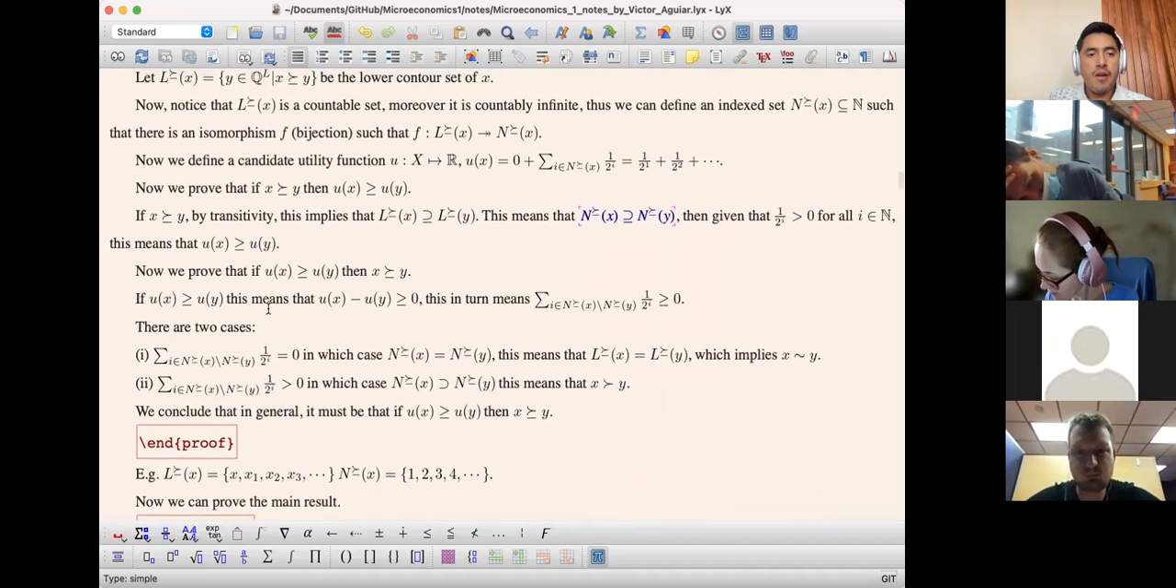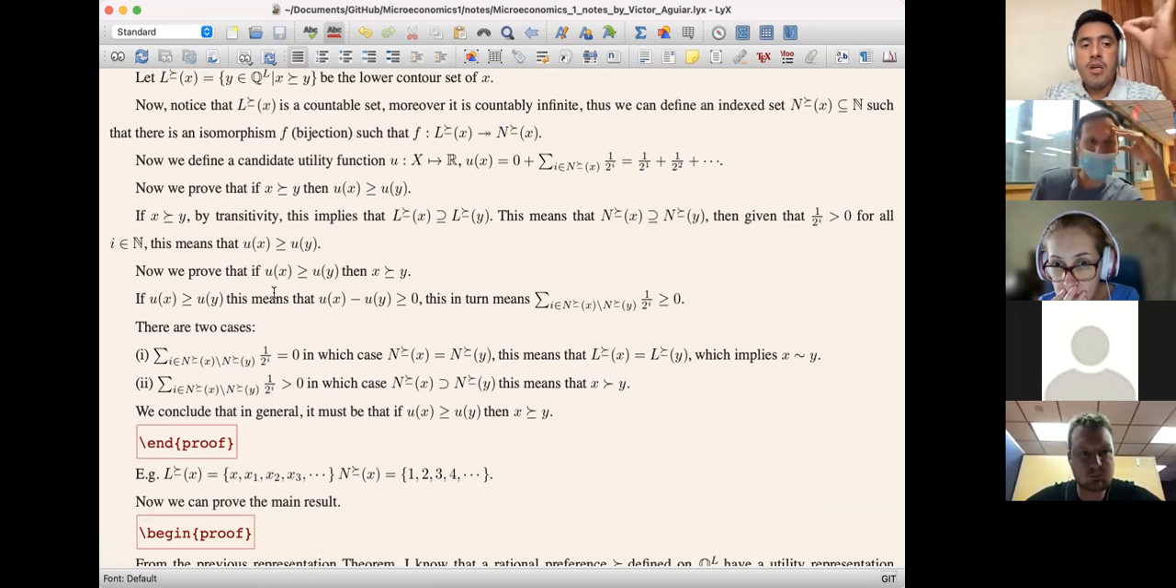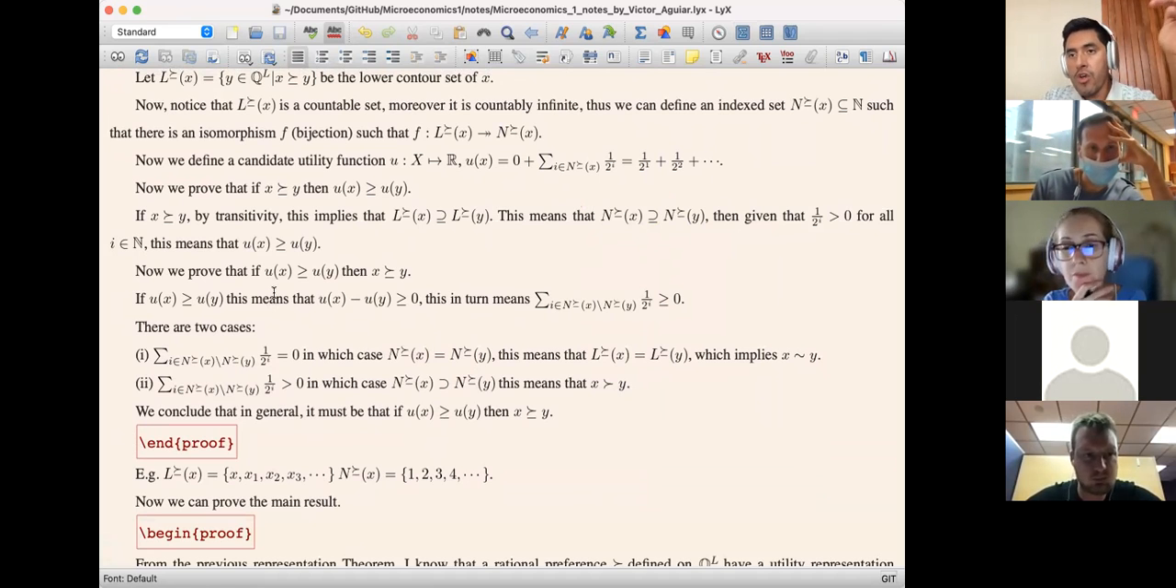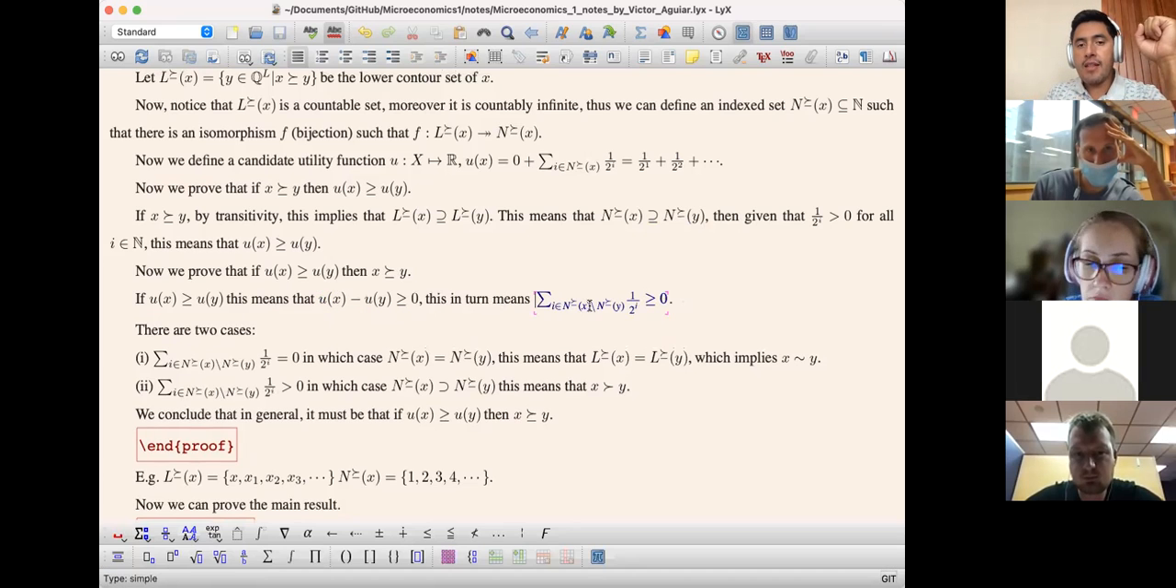Now let's prove the easy part. Remember, I already proved that when the preference says X is greater than Y, I constructed a utility that says U of X is greater than U of Y. Now, what happens in the opposite direction? Say I have a utility already, and the utility says U of X is greater than or equal to U of Y. This means, just rearranging terms, that U of X minus U of Y is greater than or equal to 0, which means that the following summation is greater than or equal to 0.